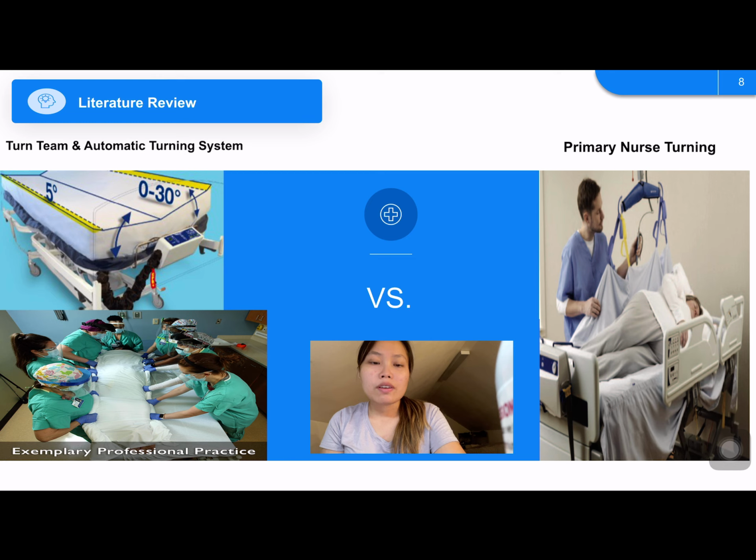Also, another study proved that the turn team program is the best. It reinforces the best practice for hospital-acquired pressure ulcer control, and also patient outcomes are improved during hospitalization, and it shortened the length of stay.